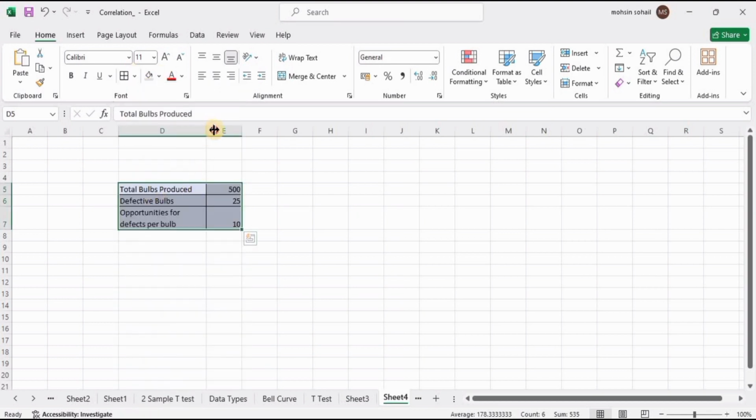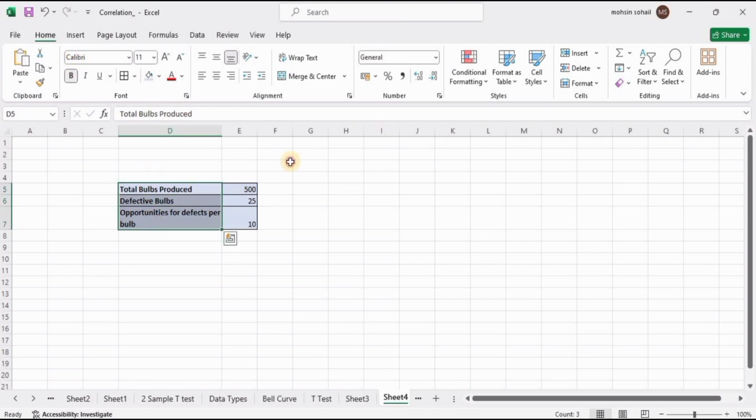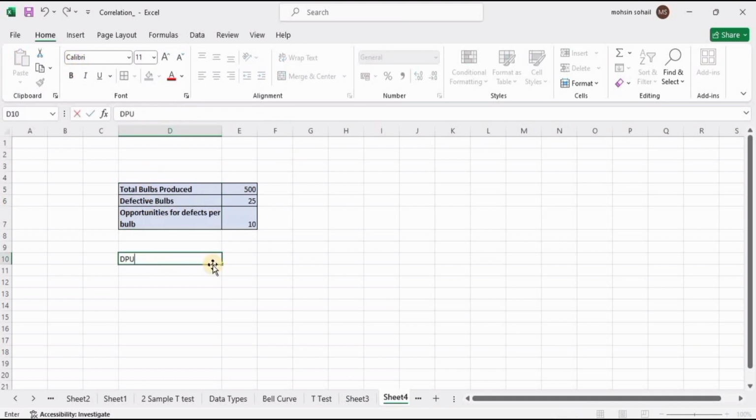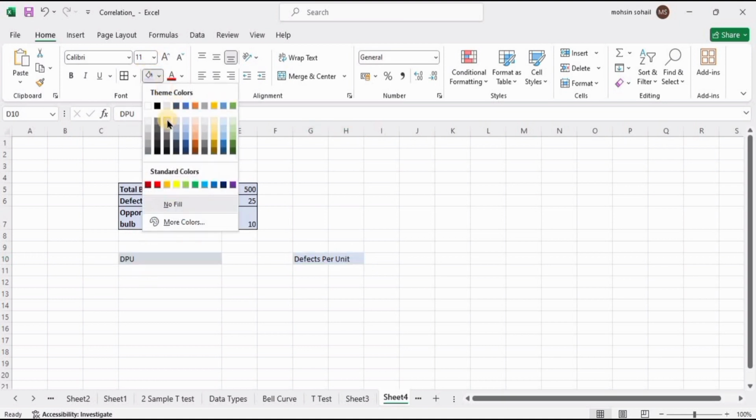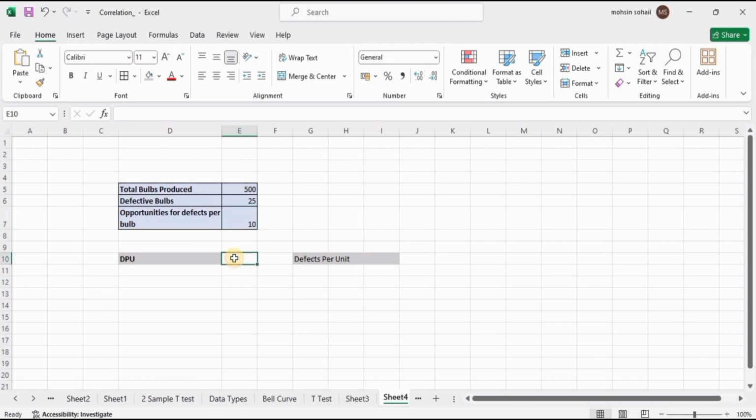So we have to find first the DPU for that. So I'm writing a DPU. DPU means defects per unit. Simply just giving it some color. So here we have to type equal. And total defects are, we know it's 25, divided by total units, 500. So our DPU is 0.05, right?